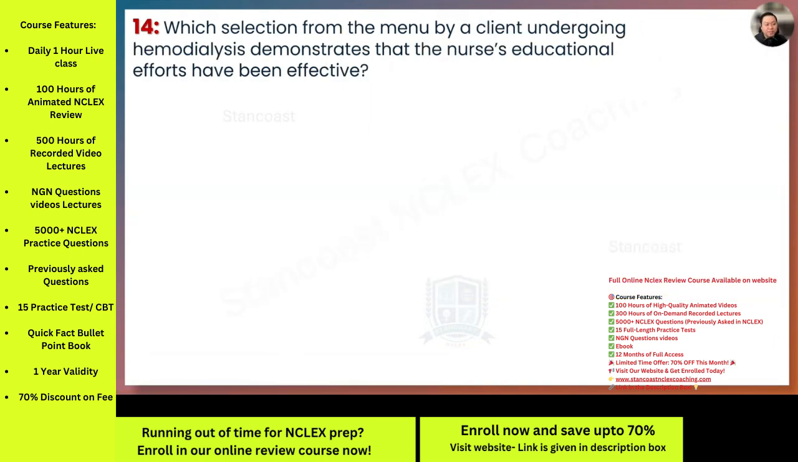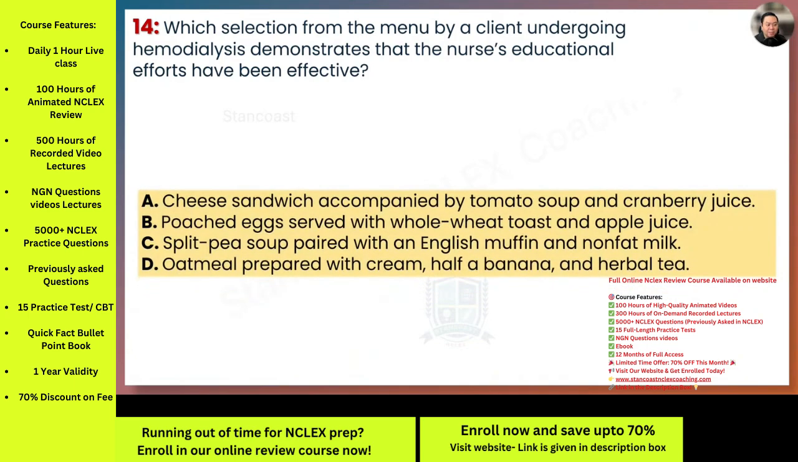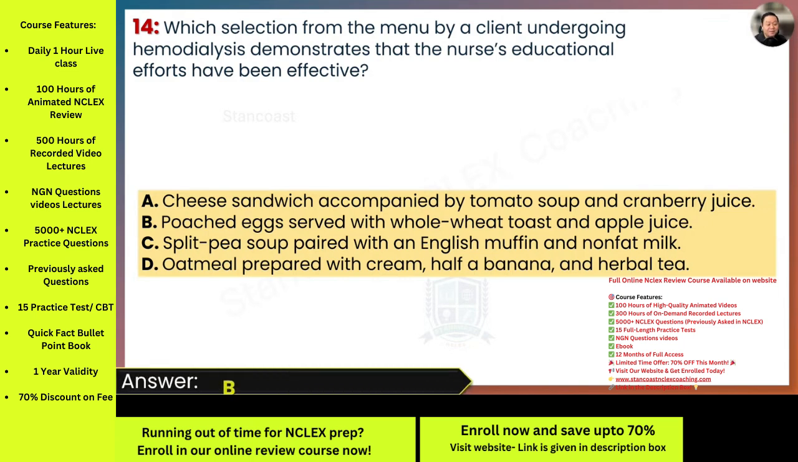14. Which selection from the menu by a client undergoing hemodialysis demonstrates that the nurse's educational efforts have been effective? Options: A, cheese sandwich accompanied by tomato soup and cranberry juice. B, poached eggs served with whole wheat toast and apple juice. C, split pea soup paired with an English muffin and non-fat milk. D, oatmeal prepared with cream, half a banana, and herbal tea. So the answer here is letter B, poached eggs served with whole wheat toast and apple juice.